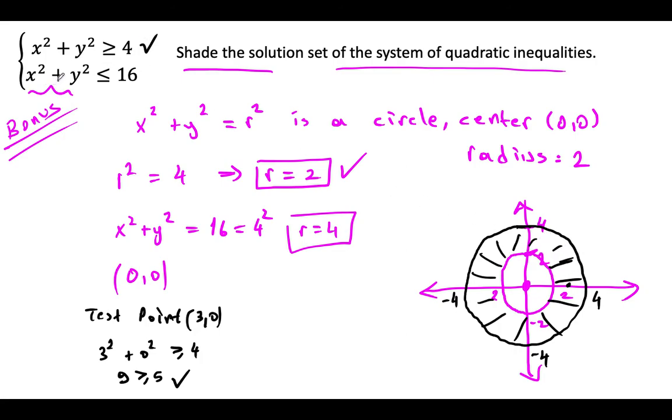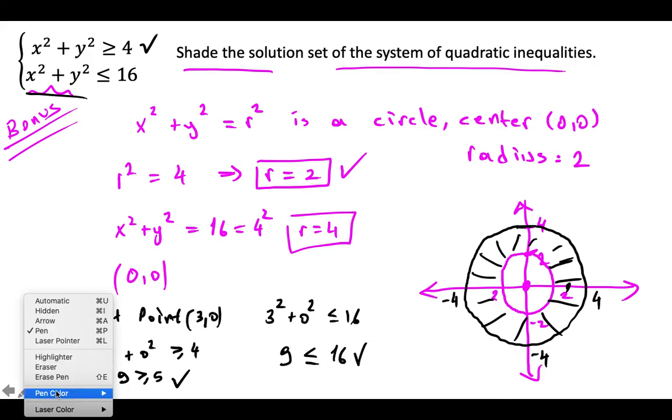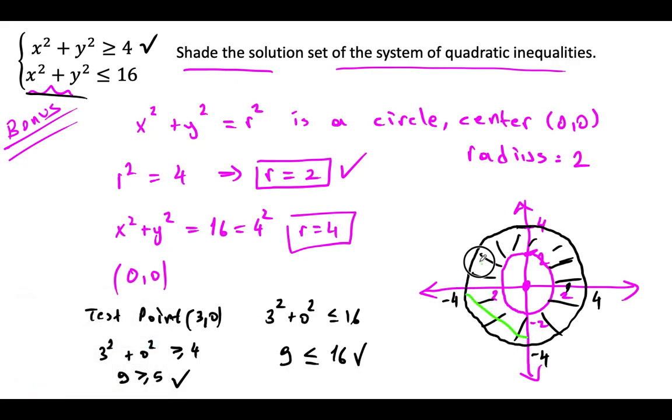What about the second? The same thing for the second one: the solution will be inside or outside. So let me take the same point, 3, 0, for the big circle. Here I am putting 3 squared plus 0 squared less than or equal to 16. 9 is less than or equal to 16. Yes, it is. It means that the solution is inside of the big circle.